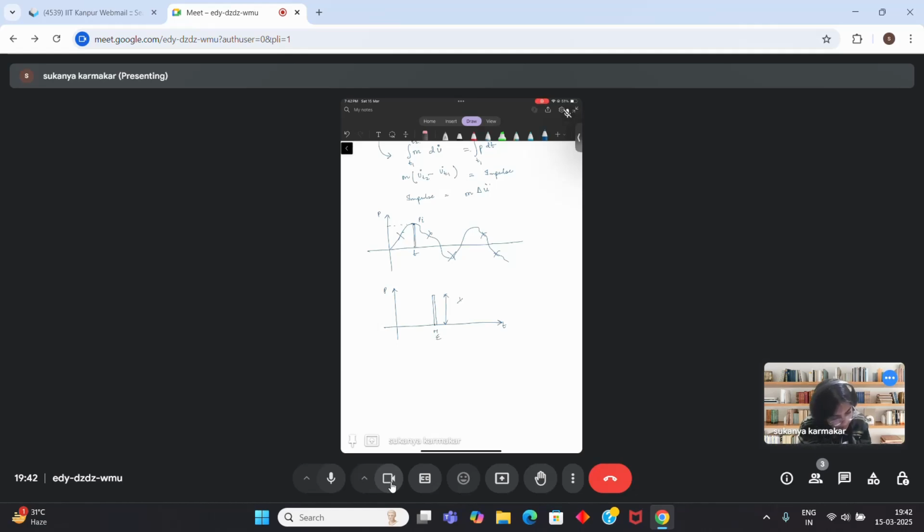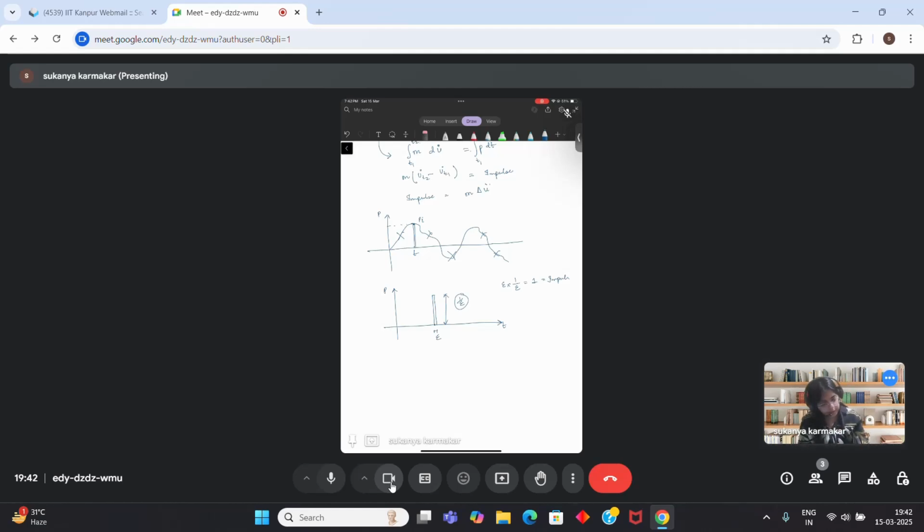This is epsilon. This is 1 by epsilon. Why is this 1 by epsilon? Because what is impulse? Impulse is duration times the value of force. I want the value of impulse to be 1. That is how I get this number.